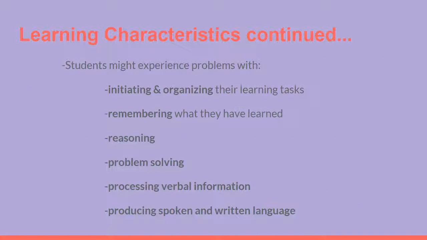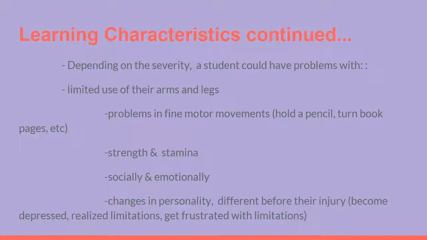Students might experience problems with initiating and organizing their learning tasks, remembering what they have learned, reasoning, problem solving, processing verbal information, and producing spoken and written language. Depending on the severity, a student could have problems with or limited use of their arms and legs, problems in fine motor movements such as holding a pencil or turning a book's pages, strength and stamina, and socially and emotionally, changes in personality, different from before their injury, such as they become depressed, realize limitations, or get frustrated with their limitations.